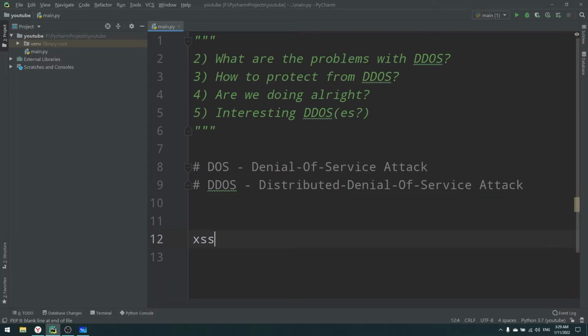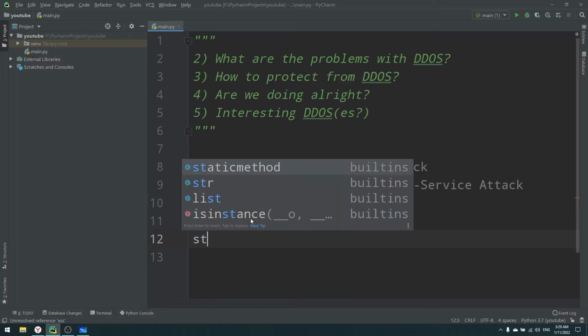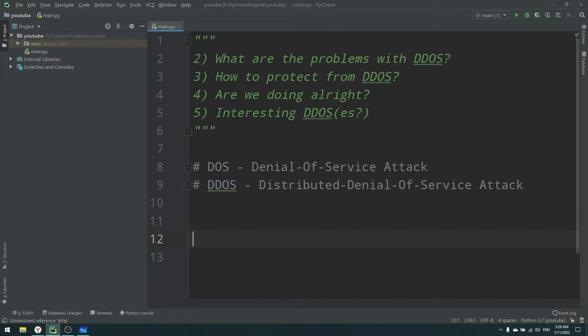For example, XSS. An XSS attack is another type of attack. I talked about it before. What we need to do is basically strip all tags, or remove tags from all of the requests from our users. If you are curious about XSS attacks, just watch that video. But what I'm trying to say is that for XSS attacks and for many other vulnerabilities, there are fixed and simple solutions. But there is a problem with DDoS.